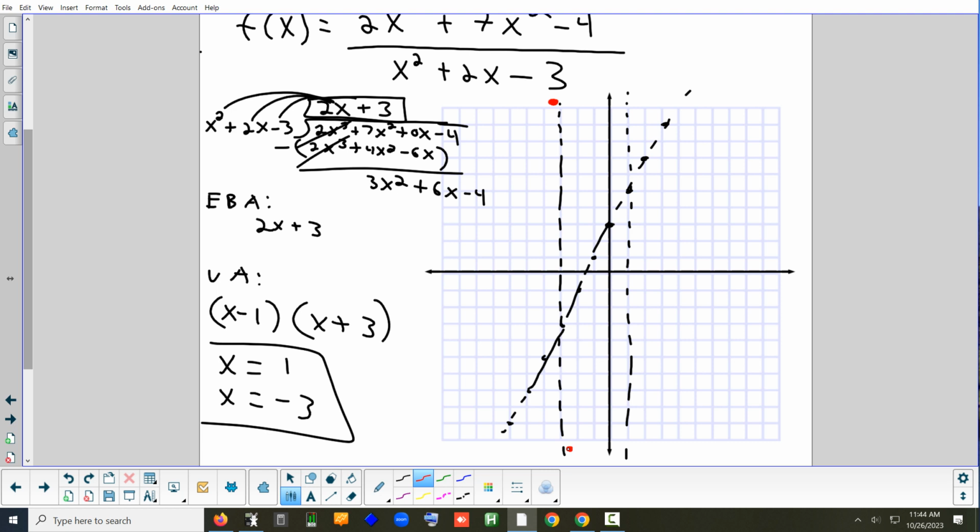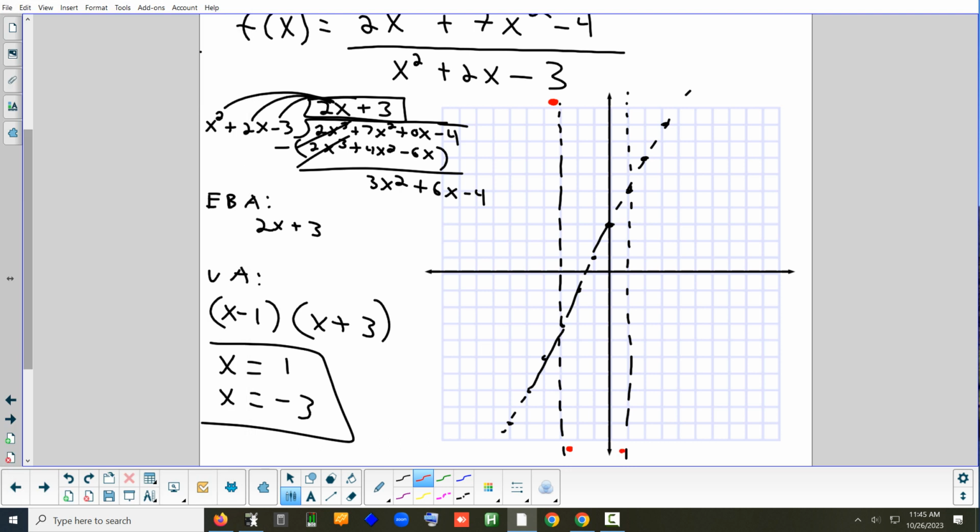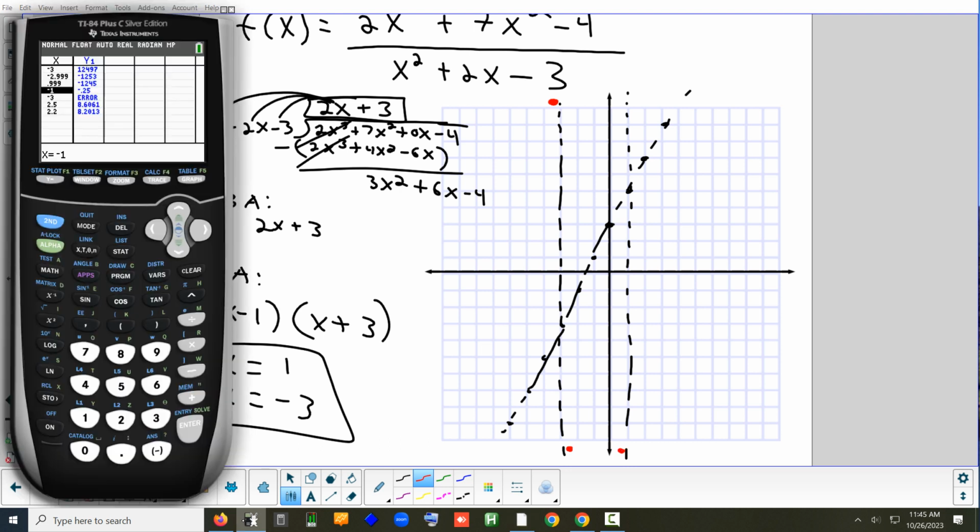Now let's check 1. What's a value that's a little bit smaller than 1? 0.9? You can go a little closer, 0.99. You're at -1200. What's a value a little bit bigger than 1? 1.001. There you go.